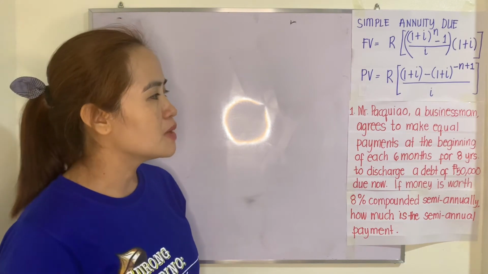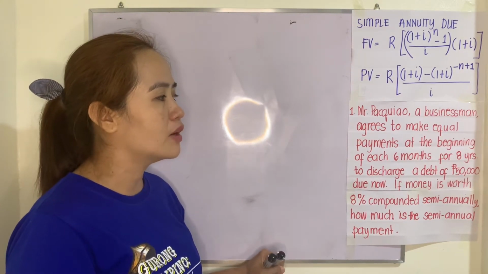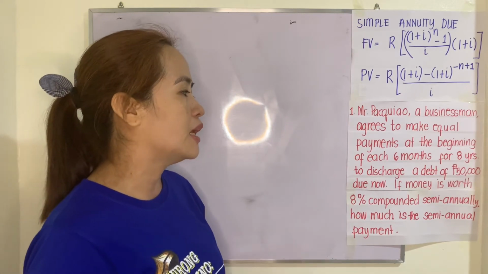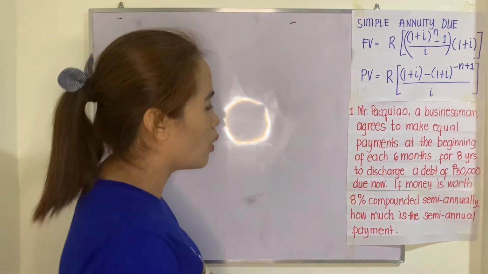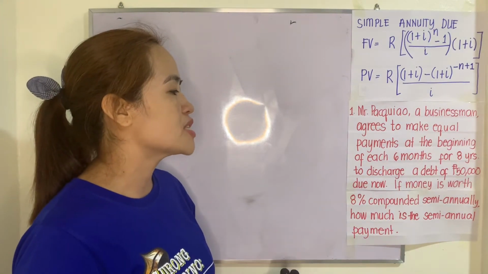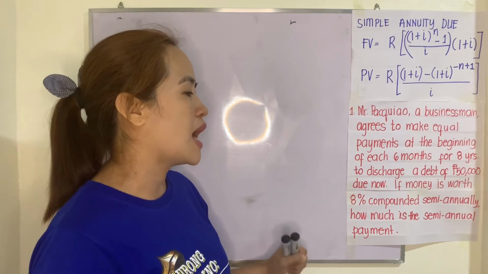Example 1. Mr. Pacquiao, a businessman, agrees to make equal payments at the beginning of each 6 months for 8 years to discharge a debt of 50,000 due now. If money is worth 8% compounded semi-annually, how much is the semi-annual payment?